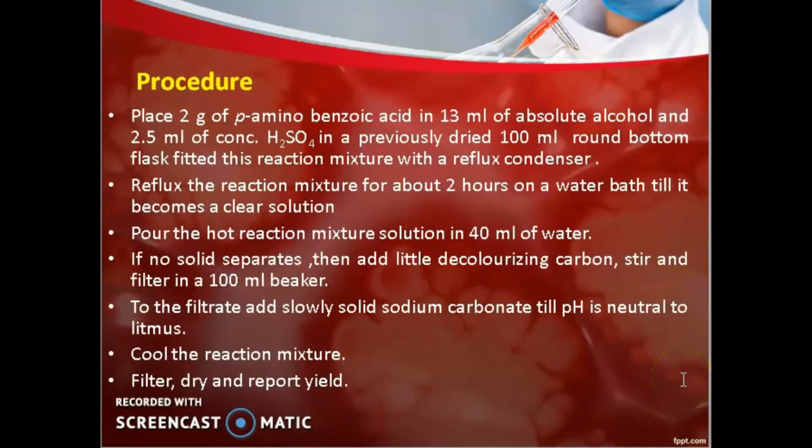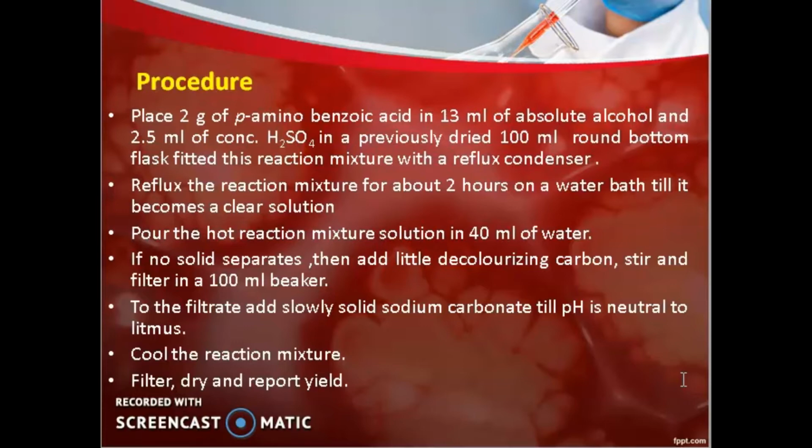Next is the procedure for the synthesis. Place 2 gram of para-aminobenzoic acid in 13 ml of absolute alcohol. To that add 2.5 ml of concentrated H2SO4 in a previously dried 100 ml round bottom flask. Fit this reaction mixture with the reflux condenser. Reflux the reaction mixture for about 2 hours on a water bath till it becomes a clear solution.